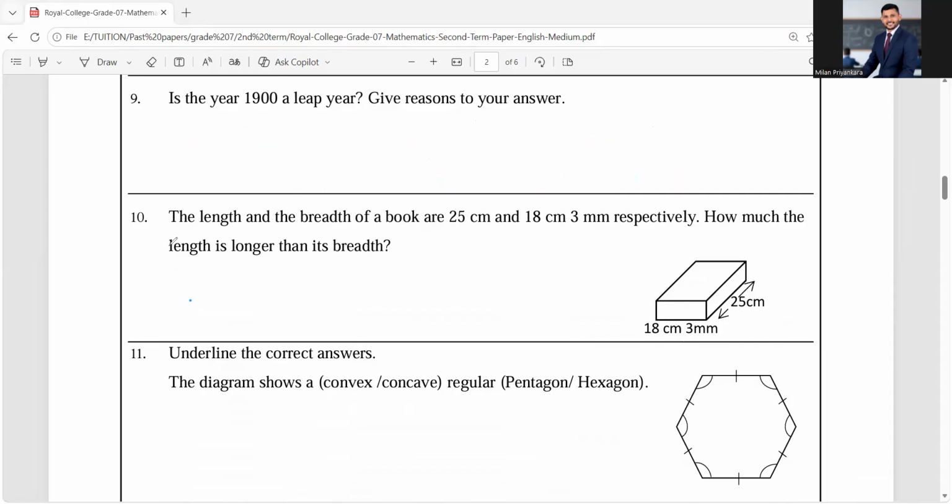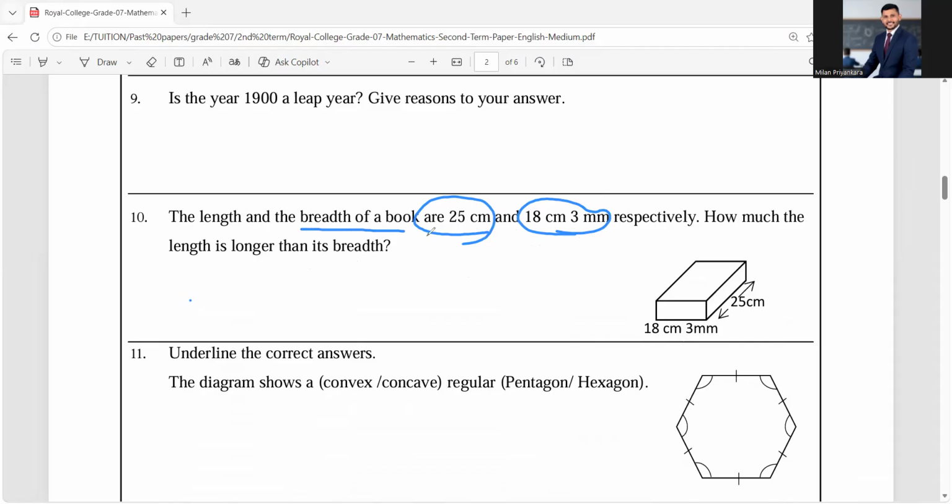Okay. Then the length and the breadth of a book are 25 centimeter and 18 centimeter, 3 millimeter respectively. How much is the length longer than its breadth? You see now, length and breadth. This is length, this is breadth. Then you need the difference. For the difference, what you have to do is subtract.